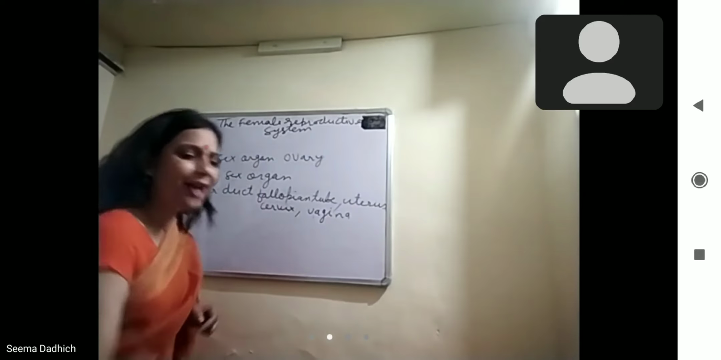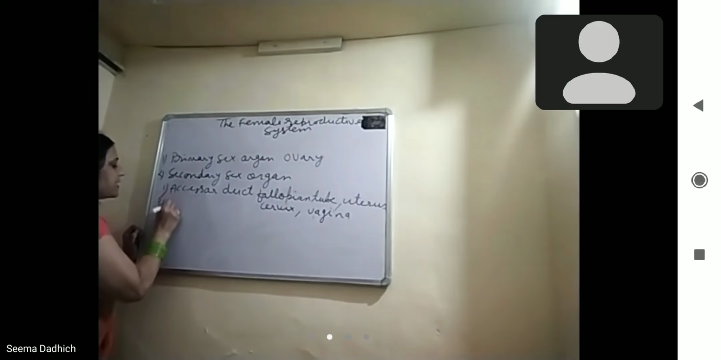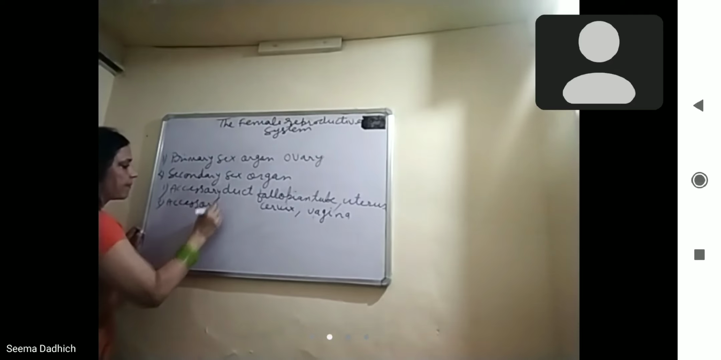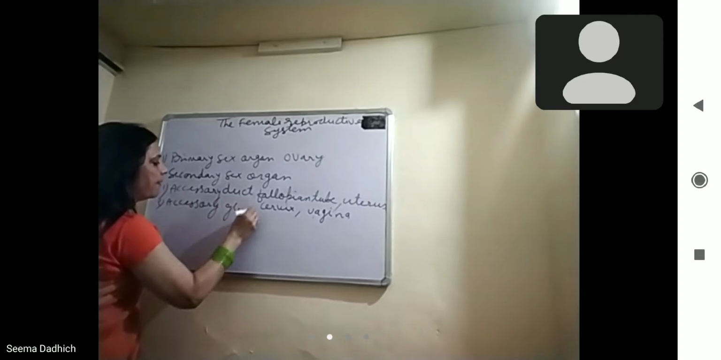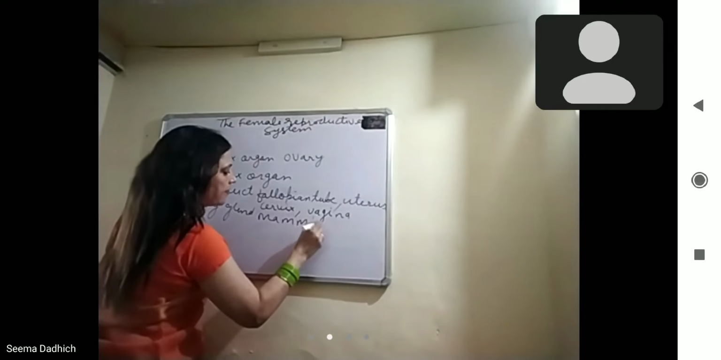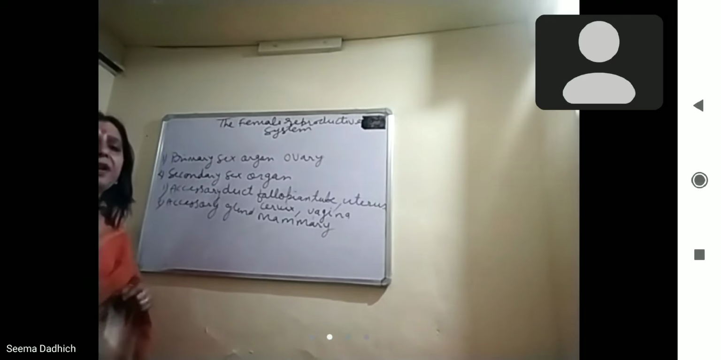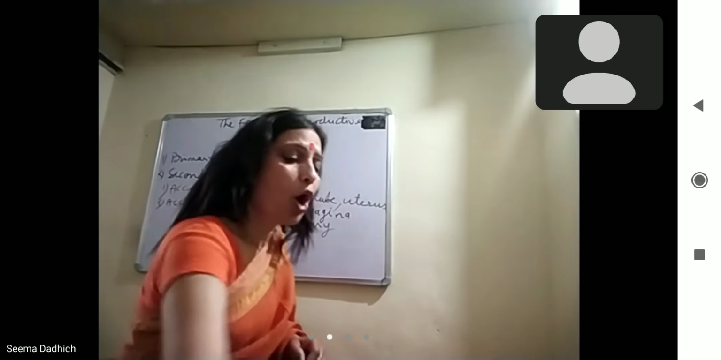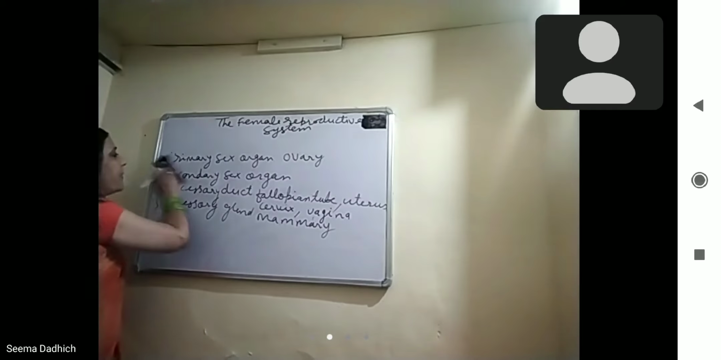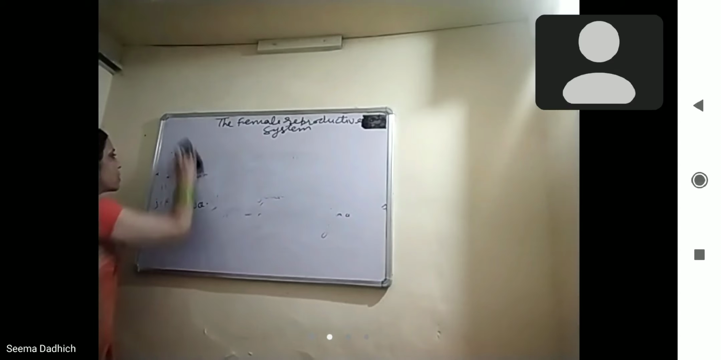All are included in the accessory ducts, and one accessory gland. What is that? The mammary gland. And the external genitalia. These all are parts of the female reproductive system. So, beta, first of all, I am taking the ovaries, the primary sex organ.